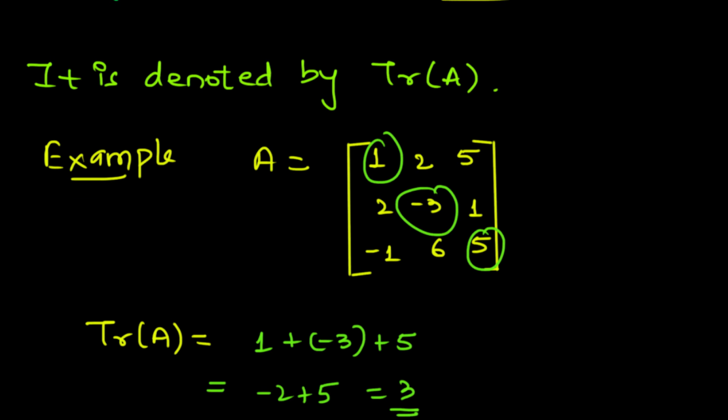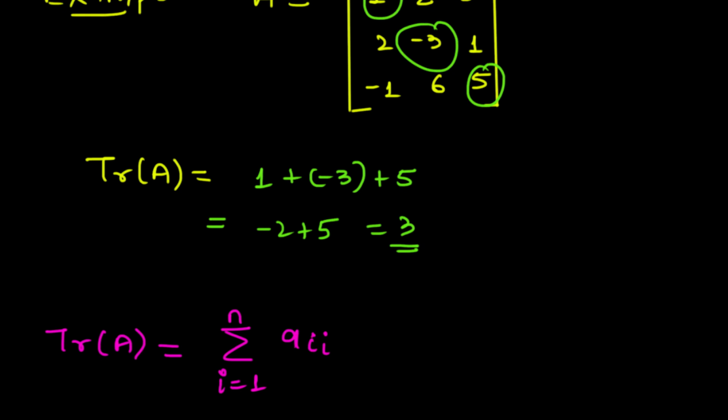Trace of a matrix is a really important property. We will solve many problems related to this topic in future. It's a very simple concept. Trace of A equals the sum of elements lying along the principal diagonal. You can write it as trace of A equals summation i equals 1 to n, where n is the order, of a_ii, where a_ii represents the elements which lie along the principal diagonal.